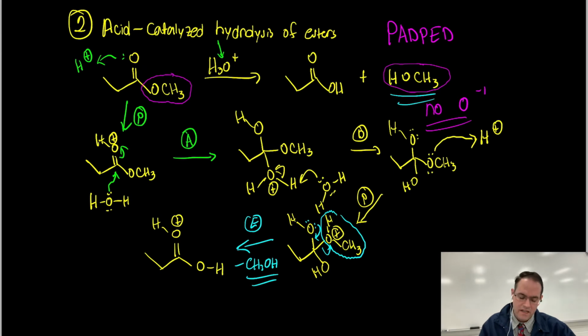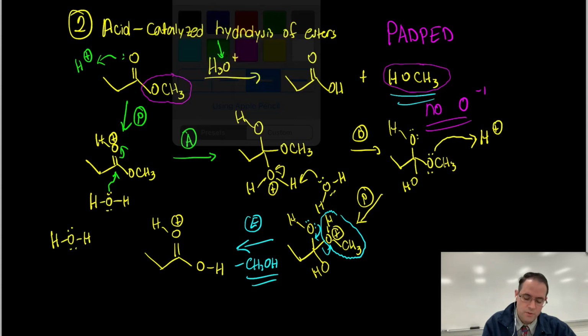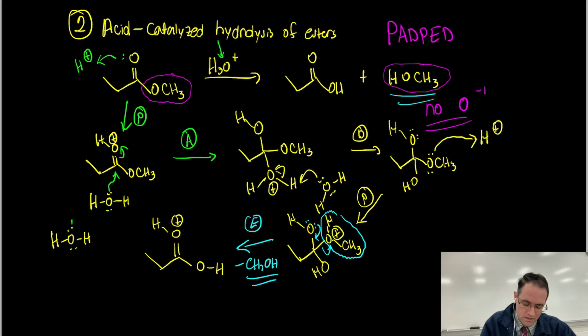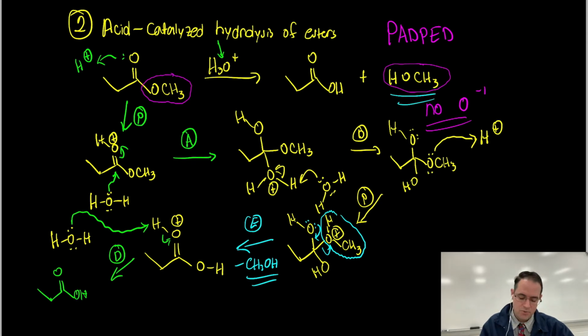Okay, and now we want to deprotonate that. What do we have in solution? We have mostly water. We do have methanol, which could do this reaction as well, but I would prefer you to draw water. Okay, and we deprotonate that, and we get propanoic acid, okay, as the product, and methanol.